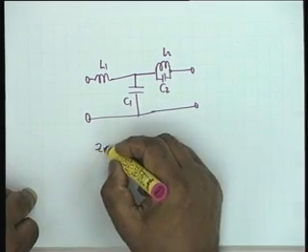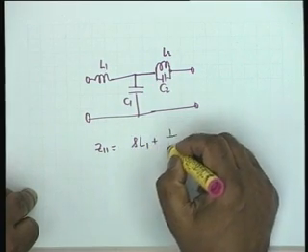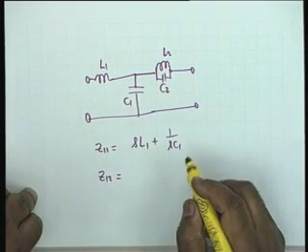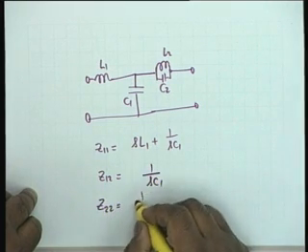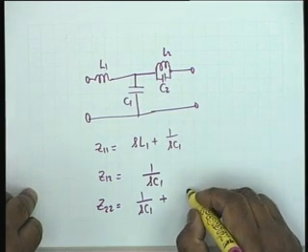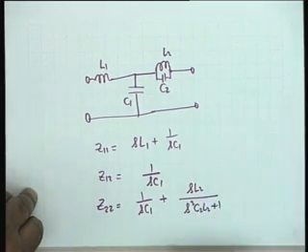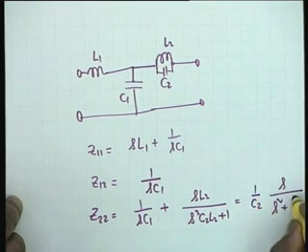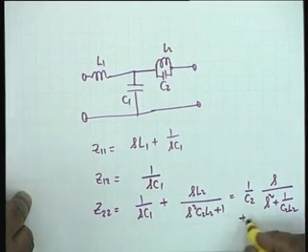Okay, what are Z11, Z12, Z21 and Z22 of this structure? Z11 is SL1 plus 1 over SC1. Z12, what is it equal to? 1 over SC1. And Z22 is 1 over SC1 plus, can someone tell me what this is? SL2 divided by S squared C2L2 plus 1. Agreed? Which is equal to 1 over C2 times S divided by S squared plus 1 over C2L2. I'm sorry, plus 1 over SC1.